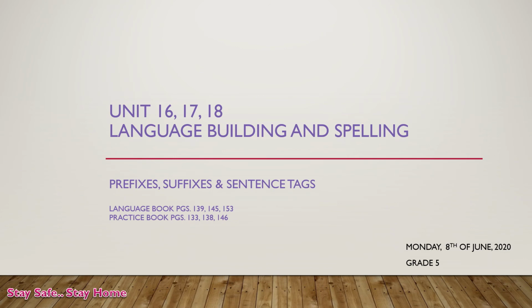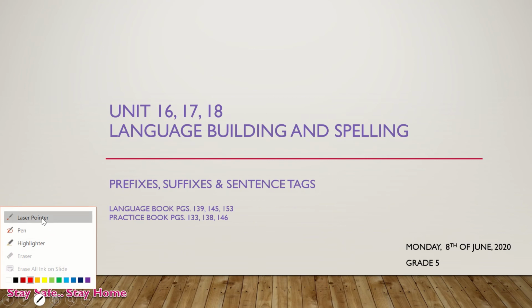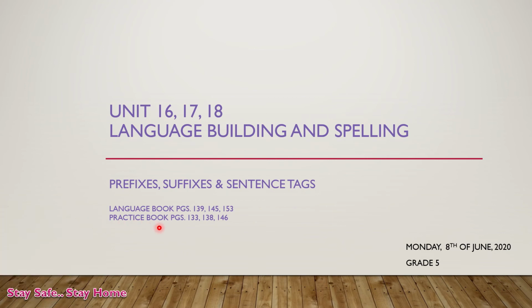Today, we are going to talk about the key elements, or the main topics in Unit 16, 17, and 18, the most important ones that are related to the test regarding language building and spelling. Today we are going to do prefixes, suffixes, and sentence tags. You can find them on your language books pages 139, 145, and 153, and you will find the exercises on your practice books pages 133, 138, and 146.